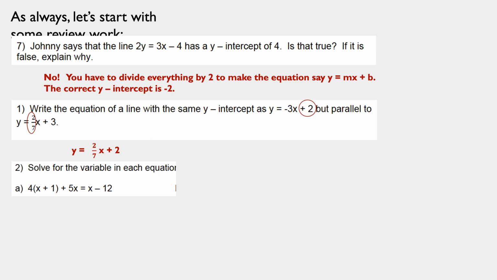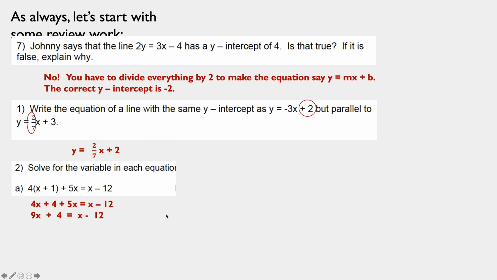Last but not least, solve for the variable in the equation. Okay, so step 1, distribute the 4. 4x plus 4 plus 5x equals x minus 12. Now I see a same side going on here with my x's, so I'm going to get 9x plus 4 equals x minus 12. Well, now I see an opposite side.